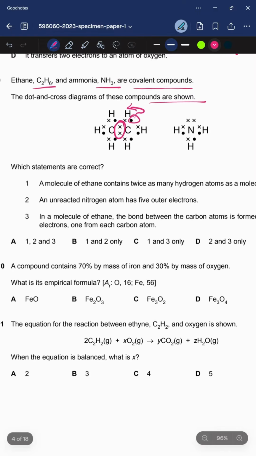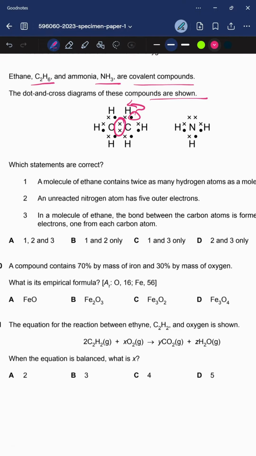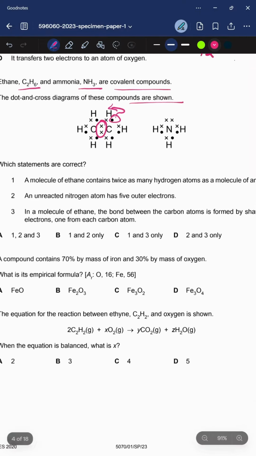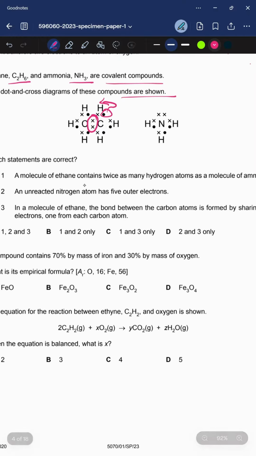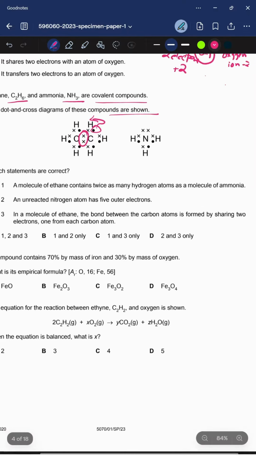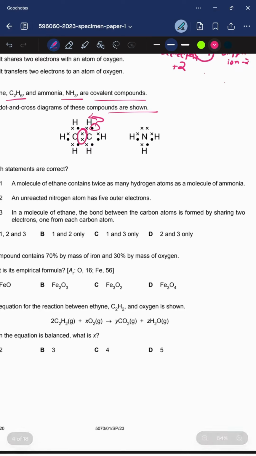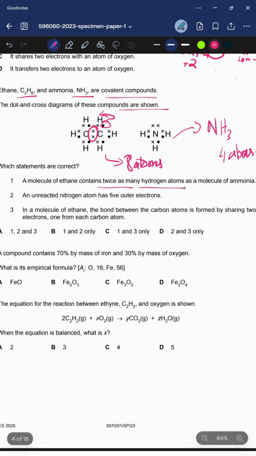All right, so we need to analyze first of all the molecular structure, and then we need to figure out which statements are correct. Statement 1 says a molecule of ethane contains twice as many hydrogen atoms as a molecule of ammonia. Ammonia contains NH3, which means there are 4 atoms. And ethane is C2H6, so 2 and 6 are 8 atoms. So this contains 3 hydrogens and this contains 6. So yeah, that's true.